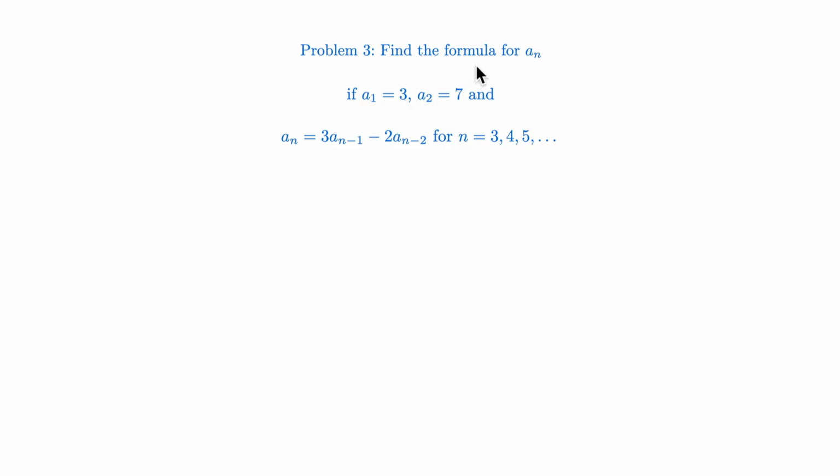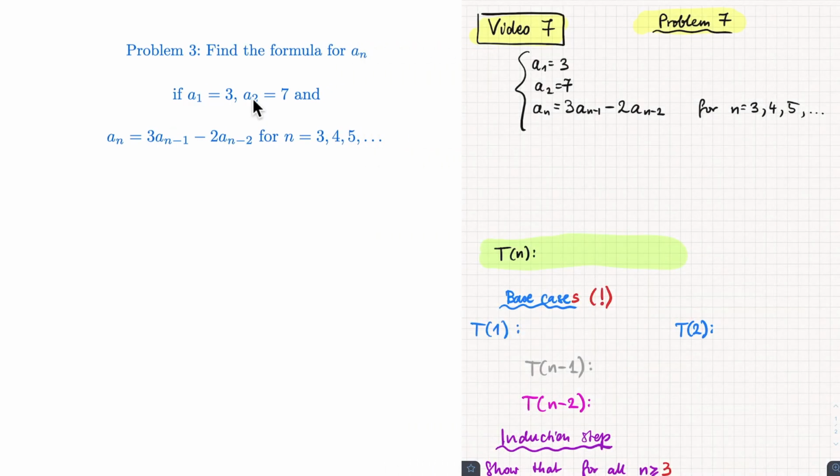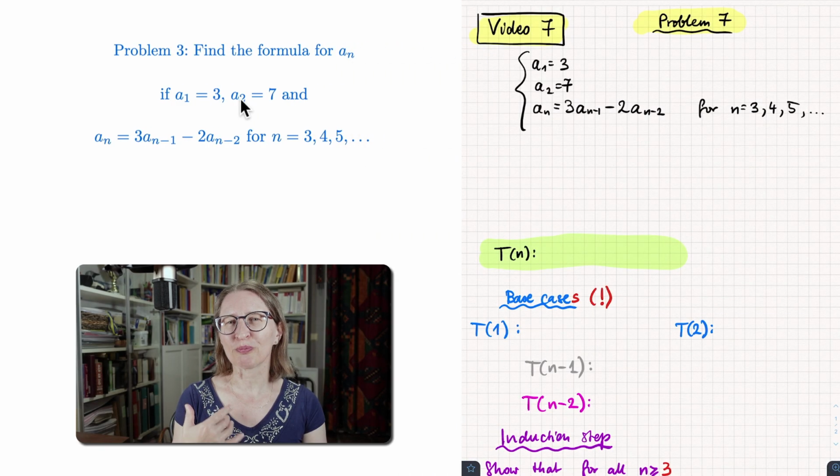We are supposed to find the closed formula for the sequence a_n if we have two first elements, a_1 equal to 3 and a_2 equal to 7. And then for n greater than or equal to 3, we have this formula for a_n. You see that a_n depends on both the previous element in the sequence and the one before that. So a_3 would depend on both a_2 and a_1. So you see that we need two starting points, and this is why we will also need two base cases in our proof by induction.